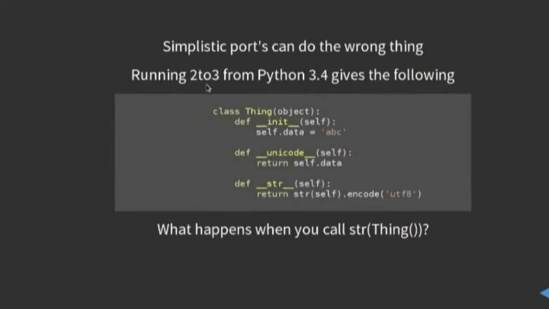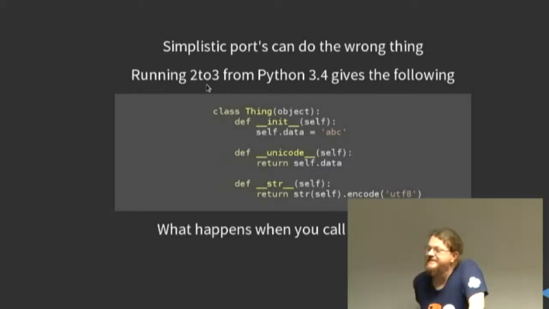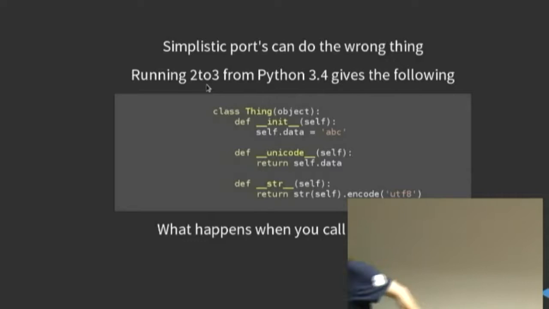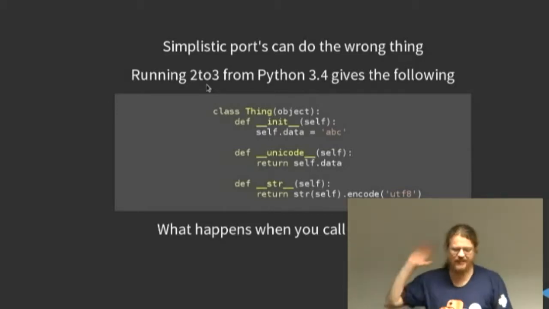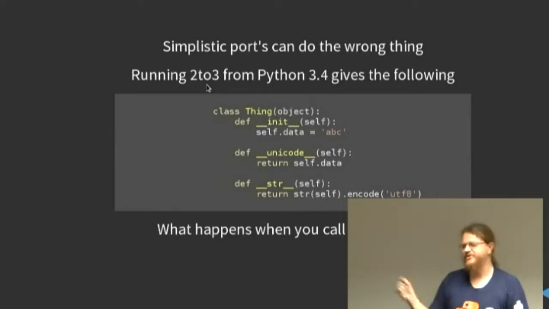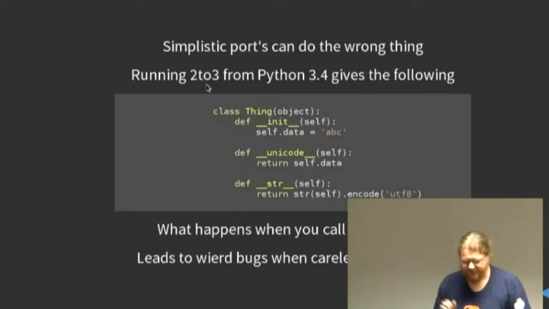If you do a simplistic port, and in this case 2 to 3 is simplistic, can anyone guess what happens when I run str on an instance of the object there? The str in here will call dunder str, which will call str, which will call dunder str, and you end up with a recursion error. This is not what you want. So in cases like this, don't blindly trust what the tools give you, because sometimes they get it wrong.